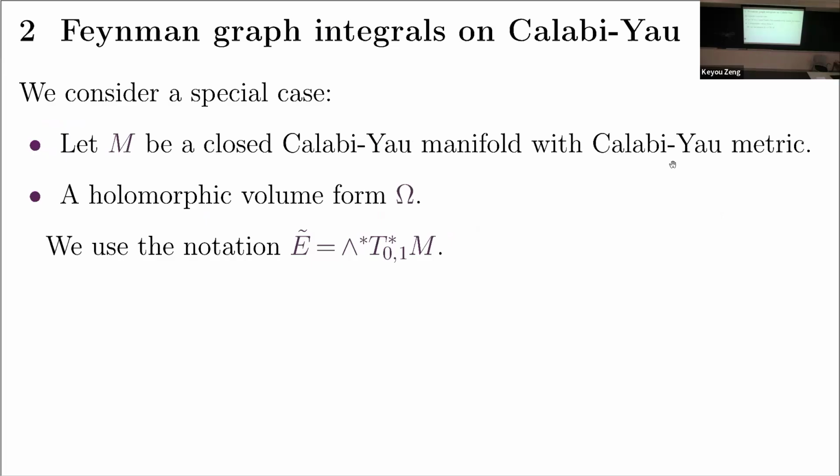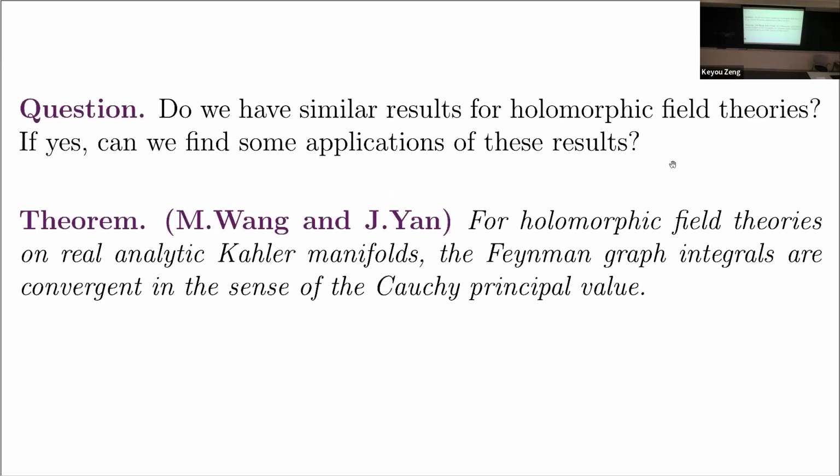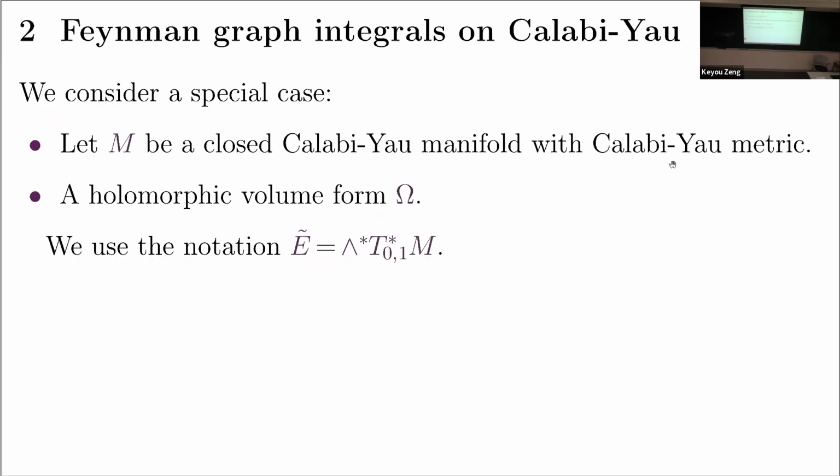Okay, so let's explain the terminologies that appear here. For simplicity, we consider a special case of our theorem. Let M be a closed Calabi-Yau manifold with Calabi-Yau metric, and so we have a holomorphic volume form, which is denoted by omega.